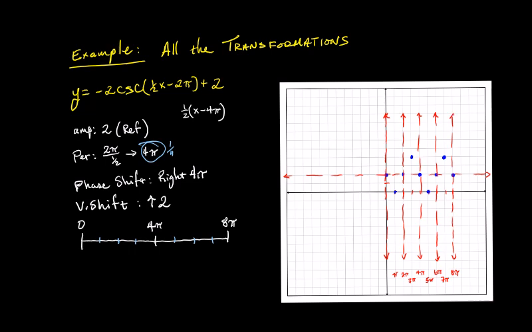And then if the points are above, make a parabola opening up. If the points are below, make it open below. And there's 2 periods of a cosecant function.